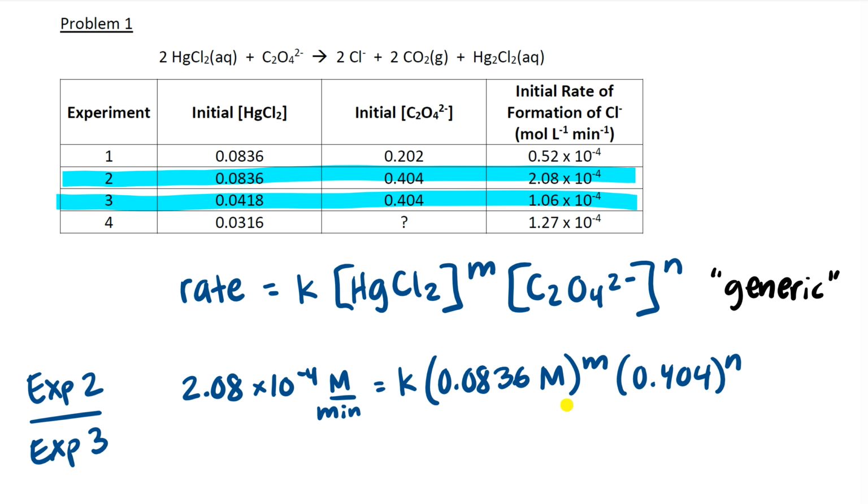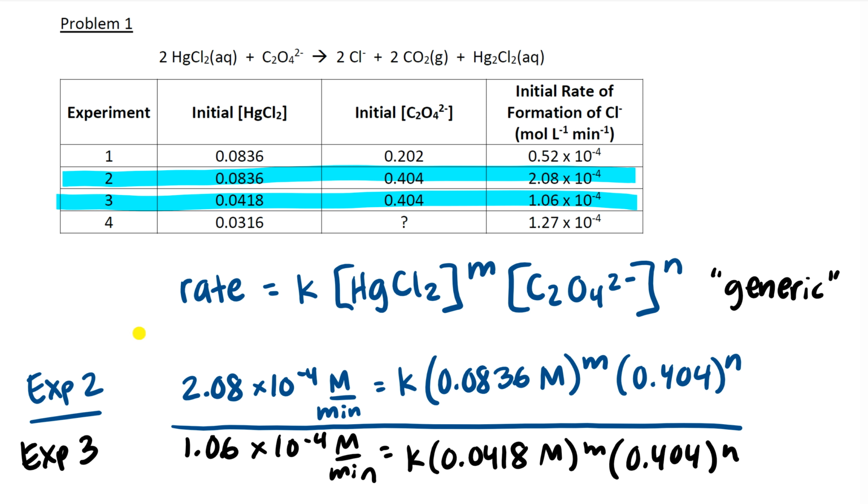And then we're going to divide all of this by experiment number 3, which I'm going to go to the data table and pull down the information. All right, so now we have our information for experiment 3. We'll see here a few things cancel out, and that's why we chose these 2 experiments. First of all, k's are always going to cancel out because they are the same in every single experiment. But here we see that the 0.404 to the power of n completely cancel out. This allows me to solve for m. Notice m is the only variable now in our equation, and we're going to simplify this and solve for m.